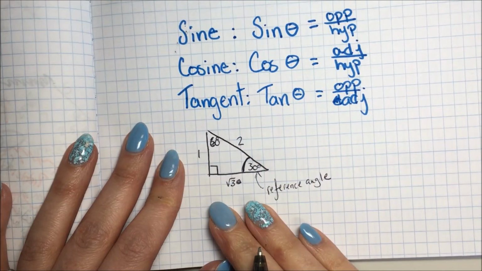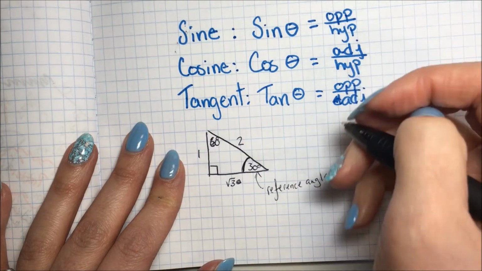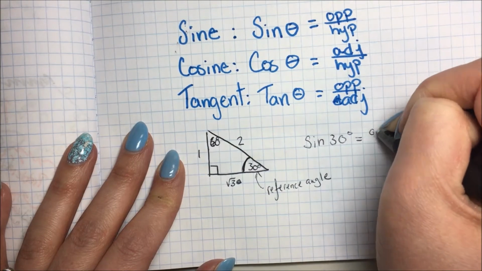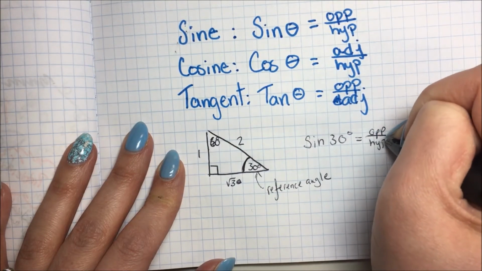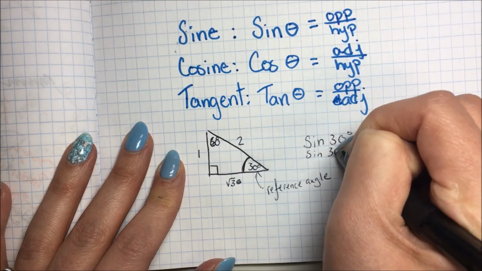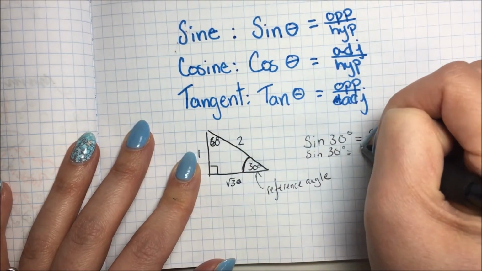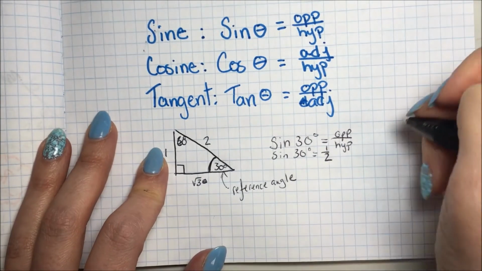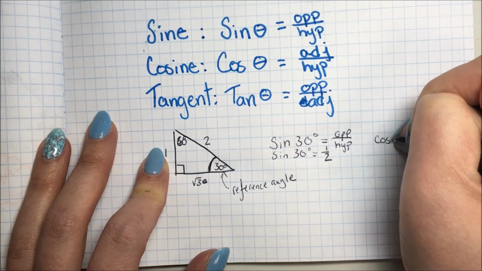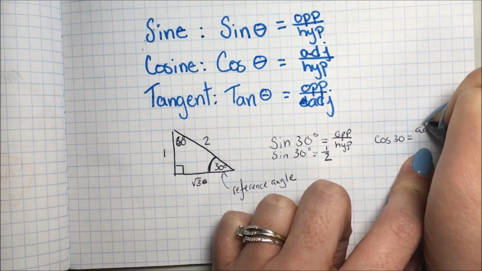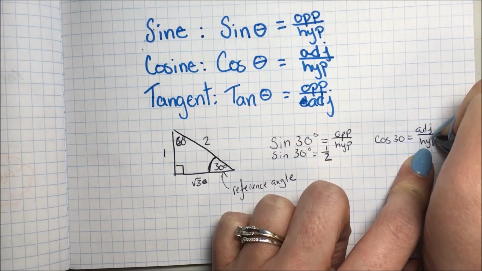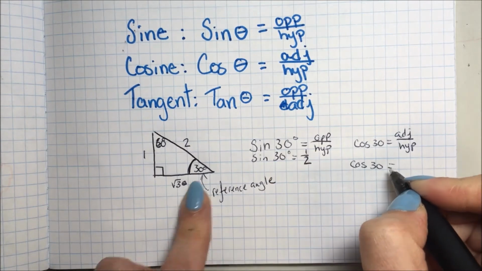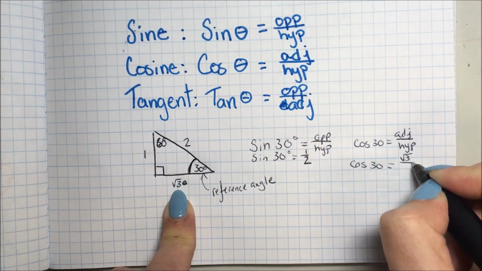So here's how this all ties together. If I were to find the sine of 30 degrees, that would be opposite over hypotenuse. The sine of 30 degrees is 1 over 2. If I were to find the cosine of 30 degrees, that's adjacent over hypotenuse. So the cosine of 30 degrees is radical 3 over 2.